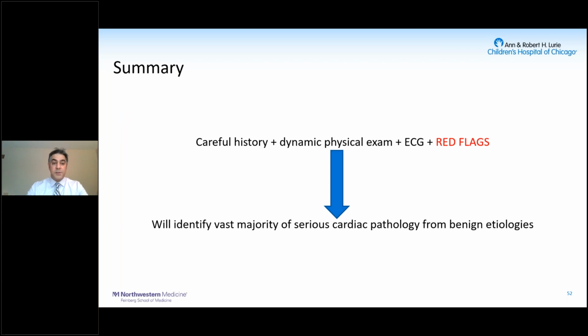So doing a careful history, again, to summarize this, I think is very important. A careful history, a dynamic physical exam, an ECG, having a sound understanding of what causes pediatric syncope and knowing the red flags will identify the vast majority of serious cardiac pathology from more benign ones.